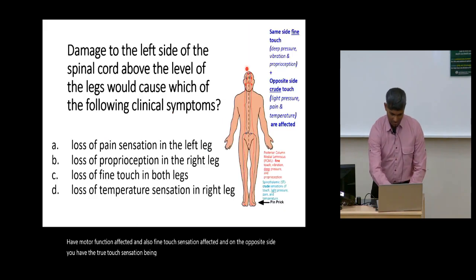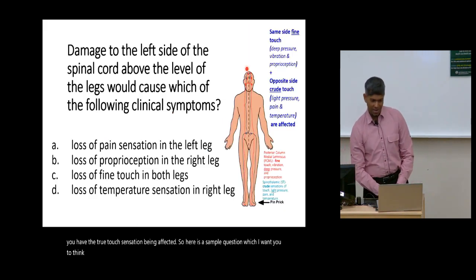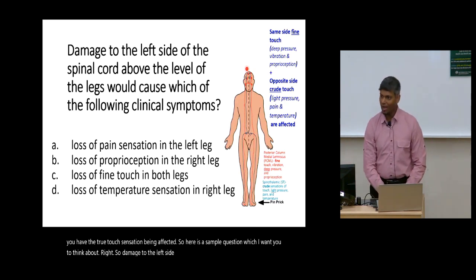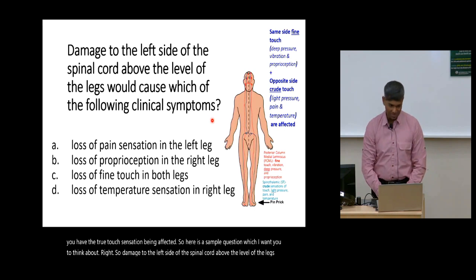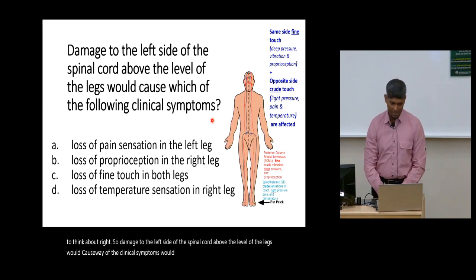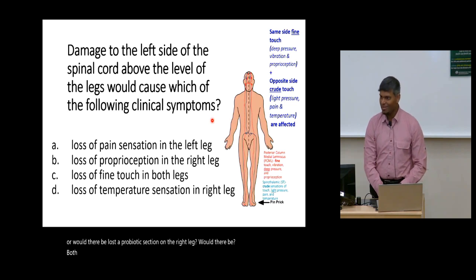So here's a sample question which I want you to think about, right? Damage to the left side of the spinal cord above the level of the legs would cause which of the clinical symptoms? Would there be loss of pain sensation in the left leg, or would there be loss of proprioception on the right leg? Would there be loss of fine touch in both legs? Would there be loss of temperature sensation in the right leg?